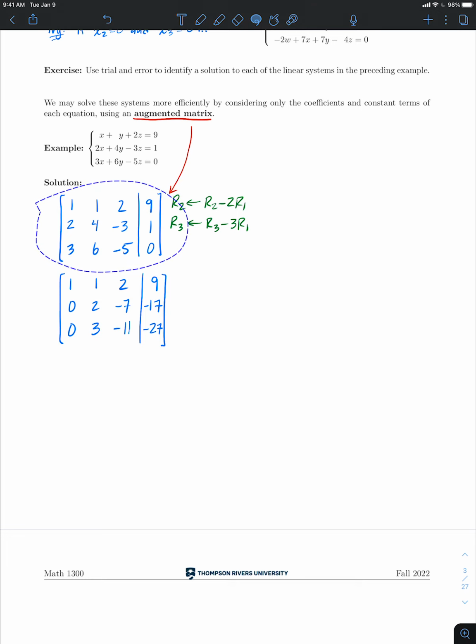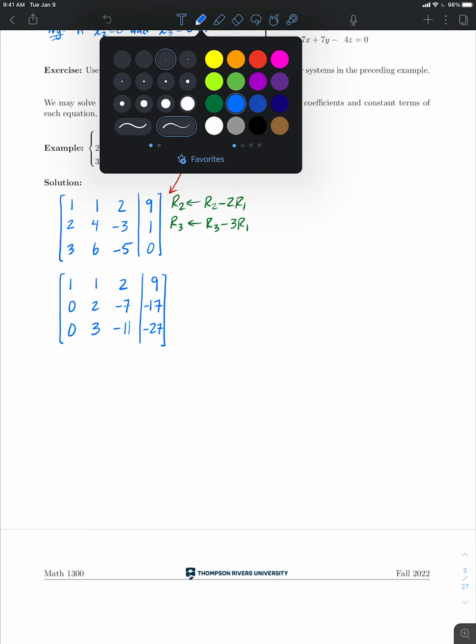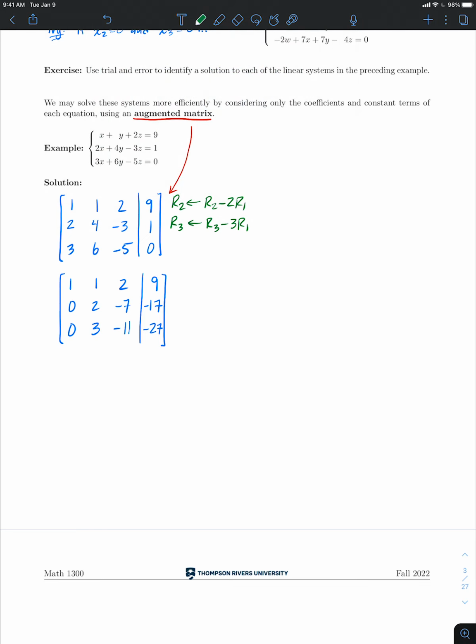But we're not going to stop here. We're going to continually do row operations until it gets simpler and simpler and simpler, until eventually the solution is just immediate. And that's the strategy. Like I said earlier, don't worry too much about how I'm choosing the row operations that I do. Just focus on making sure you can actually follow the steps.